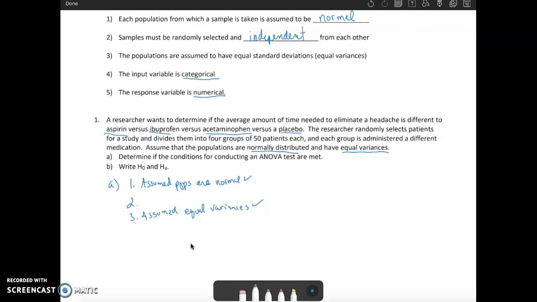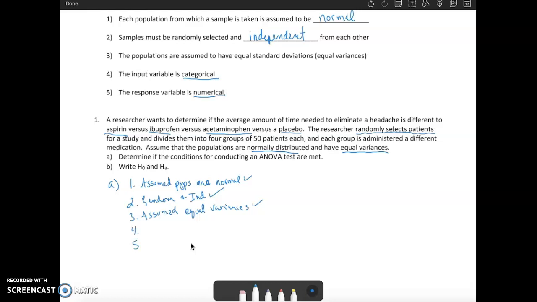Number 2 condition says the samples must be randomly selected and independent from each other. So it does say the researcher randomly selects patients and divides them into 4 groups of 50 patients each. So there is random selection, and these groups appear to be independent of each other. There's no reason to think that there's anyone maybe related to each other in these groups or anything like that, because if they're randomly selecting the patients and putting them in these groups, everything also appears to be independent. So it looks like random and independent is also check.